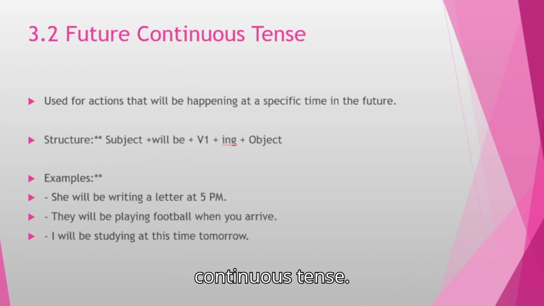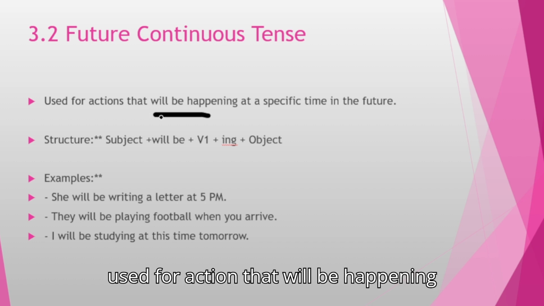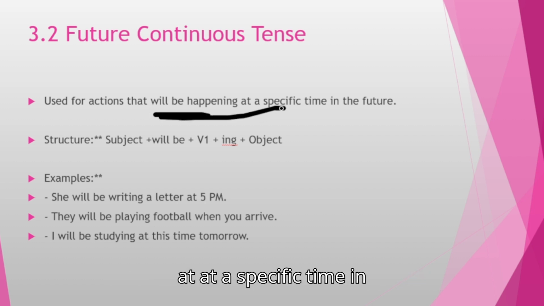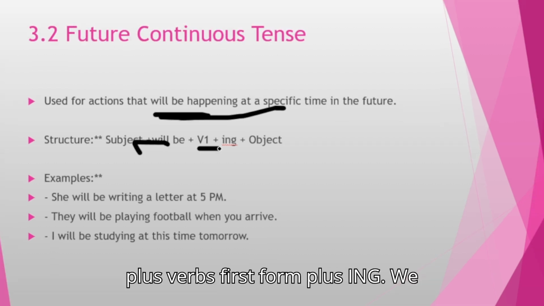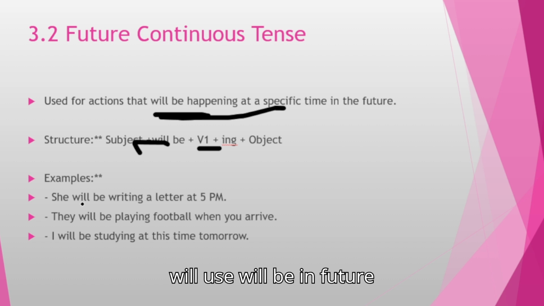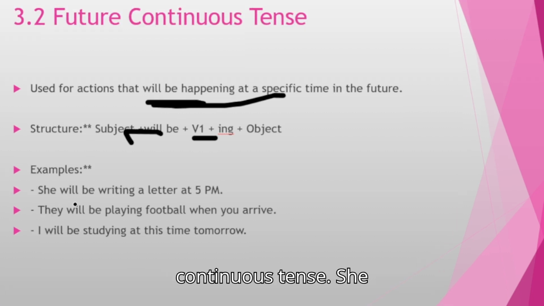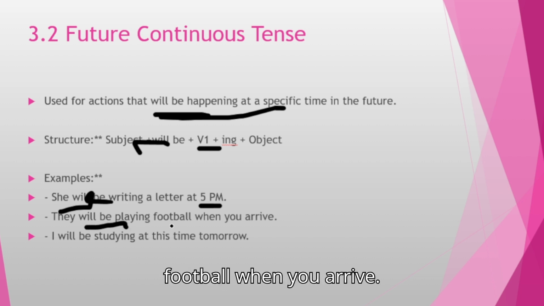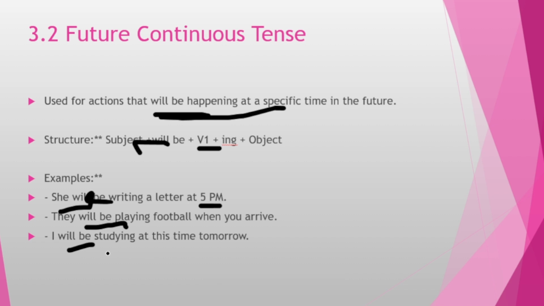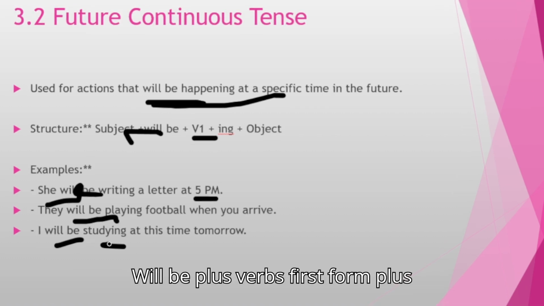Future continuous tense. Used for action that will be happening at a specific time in future. For that we will use subject plus will be plus verb's first form plus ing. We will use will be in future continuous tense. She will be writing a letter at 5 p.m. They will be playing football when you arrive. I will be studying at this time tomorrow. Will be plus verb's first form plus ing.